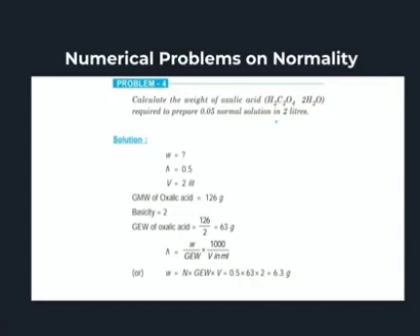After substituting the values in this equation, we will get 6.3 grams. That means by dissolving 6.3 grams of oxalic acid in 2 liters of solution, we can prepare 0.05 normal solution. Sorry, here it is not 0.05 normal, it is just 0.5 normal.